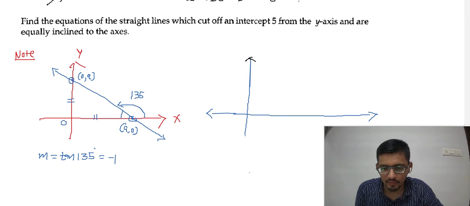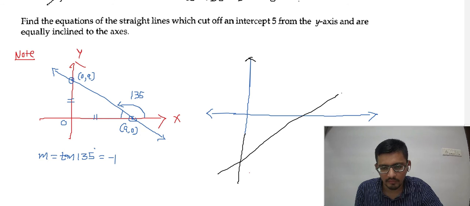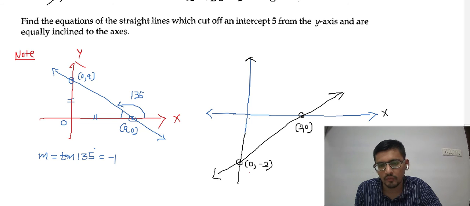X-intercept I am taking positive and y-intercept I am taking negative. Something like this, for example. Assume that this point is (2, 0), that means the x-intercept is 2, and this point I am taking as (0, -2), that means the y-intercept is -2.